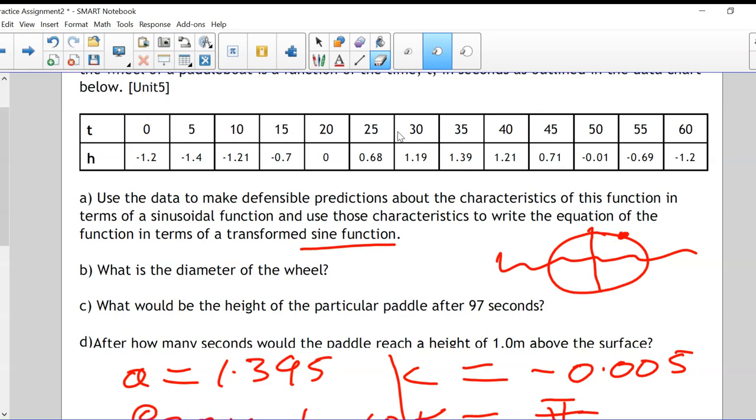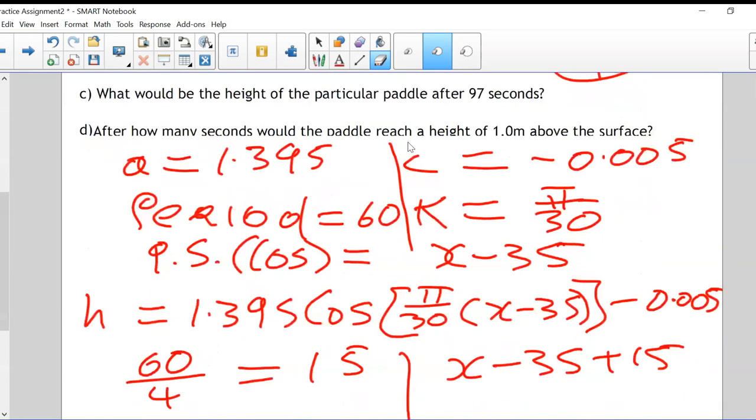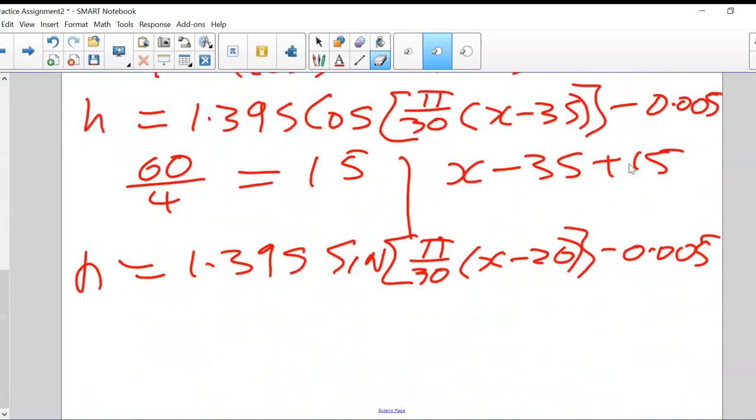I'm trying to get to 1 meter above the surface. It's below here, all of these are below, right? Between 0 and 0.68, that's not going to give us 1. We haven't got to 1 yet. But by the time we get to 30 seconds, we're above 1. We're at 1.19. So somewhere between 25 and 30 is what we should expect. So let's see whether our equation is meeting our expectations.